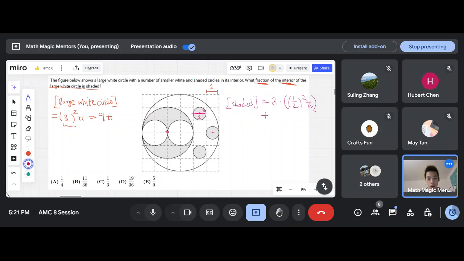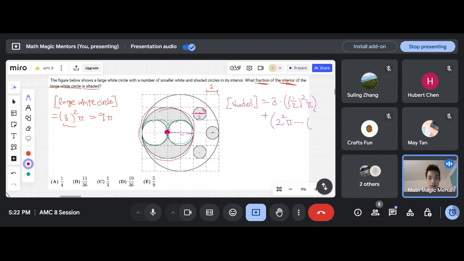For this funky shaded region, we can just subtract the area of this circle minus the area of this circle. So we're going to subtract the area of the big one. If you consider this, this has to be the center of the big circle, and so this radius is 2. And then the area is going to be 2 squared pi.